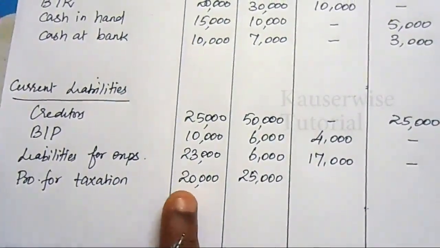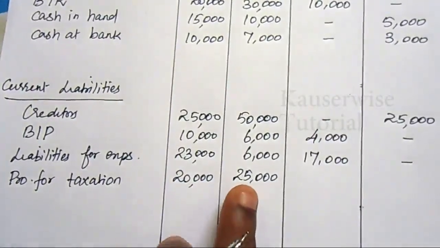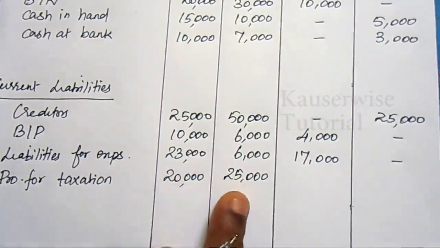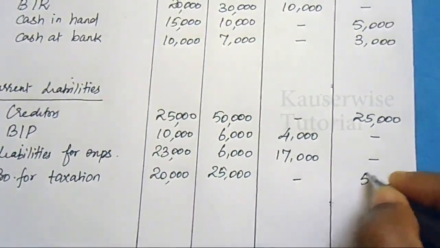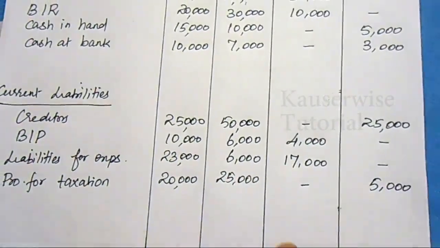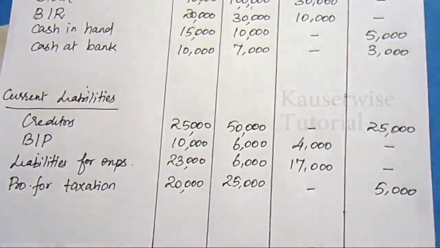Provision for taxation. In the year 2013, 20,000. In the year 2014, 25,000. 5,000 increased, so working capital will decrease. How much? 5,000. So this is the way to find out the changes in working capital.